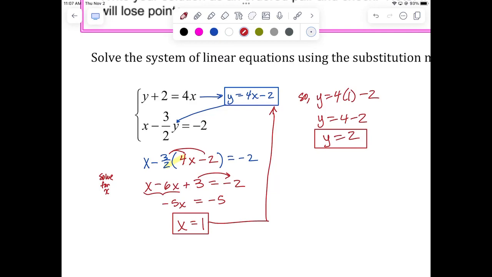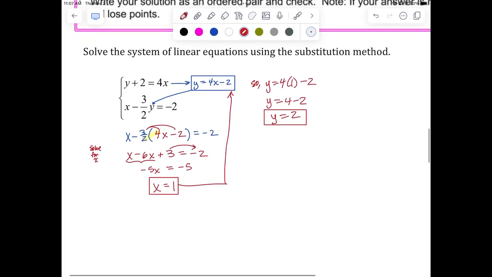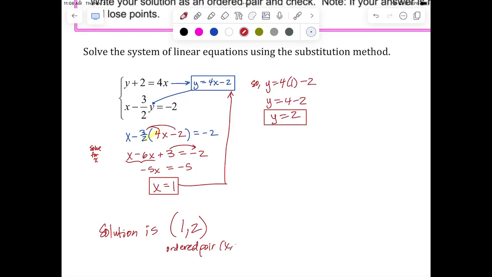Wait, so if you like went to the beginning and you would have looked for x and what x equals, like. Yeah, you want to do it the other way? We could do it the other way just to verify it works. Now, here's what you want to do. So your solution as an ordered pair is going to be 1, 2. We want to write our solution as an ordered pair. X, y.